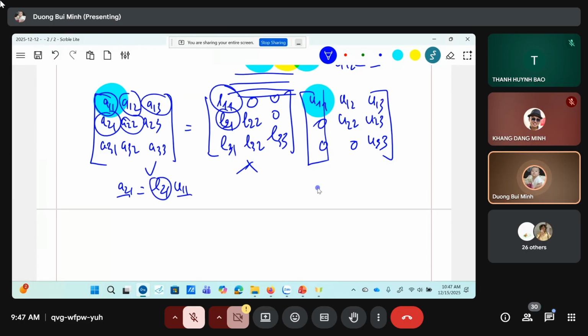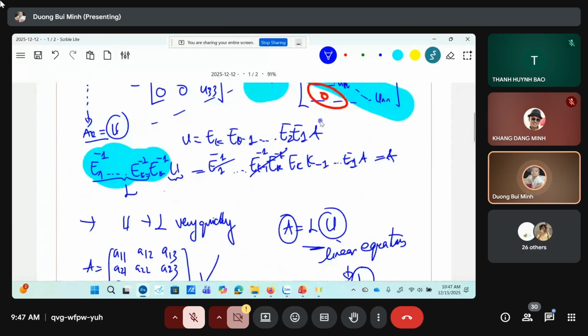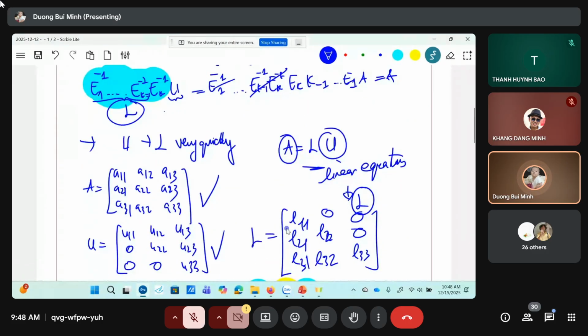Similarly, A22 is the second row and the second column, you get L21 times U12 plus L22 times U22. We already know A22, U12, U22, and L21 from here, so you can get L22. It's up to you. You can calculate the inverse of E_1 and so on and then you can get L, or you just follow the linear equations. You also get L. It's up to you.